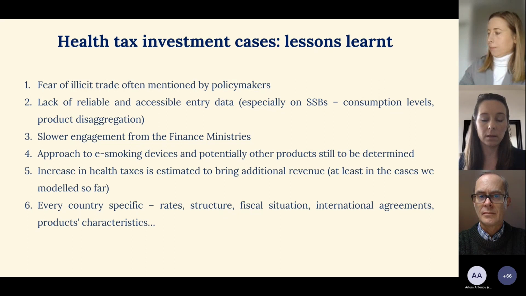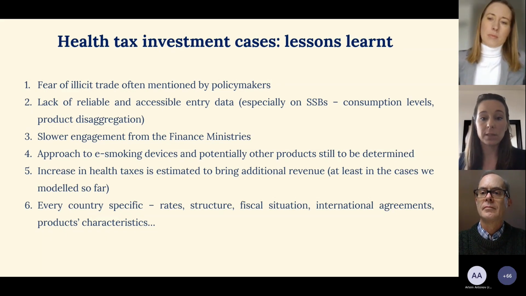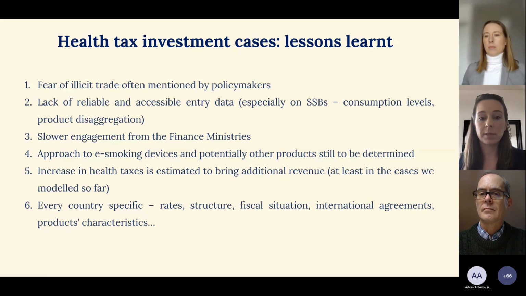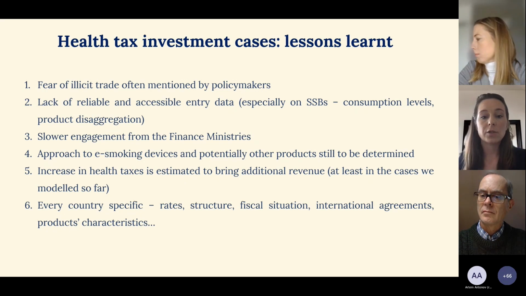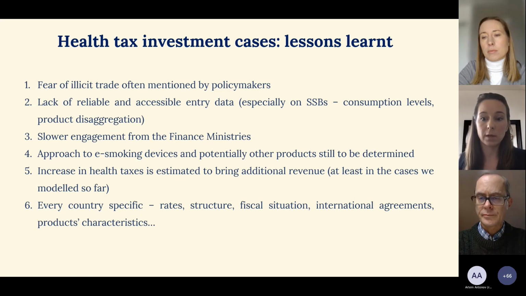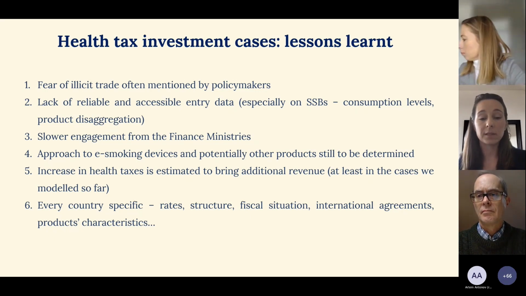And one additional lesson, which is really important, as mentioned already, is that every country is very specific. They have not only different tax rates, but different tax structure. They have different fiscal situations, are bound with different international agreements or different regional contexts. They have different products. So there is no one-size-fits-all approach, and we are happy to learn about the countries and always tailor the model to the specific situation.